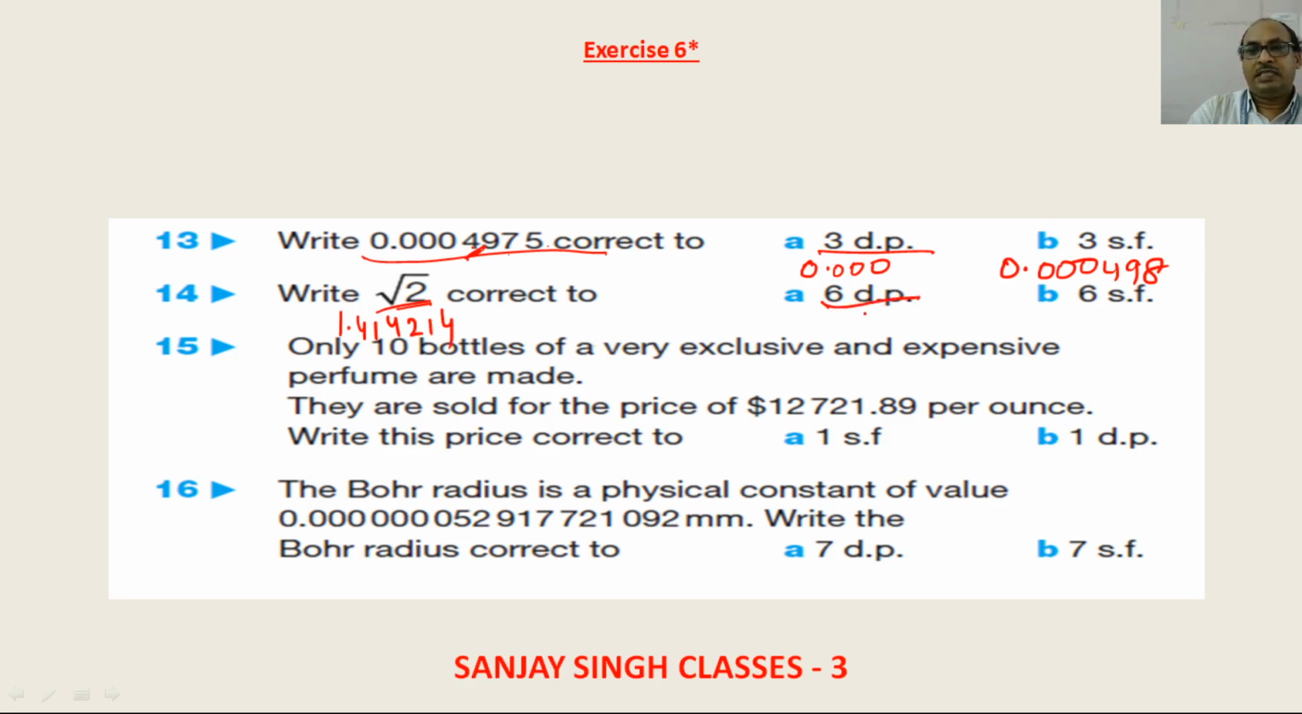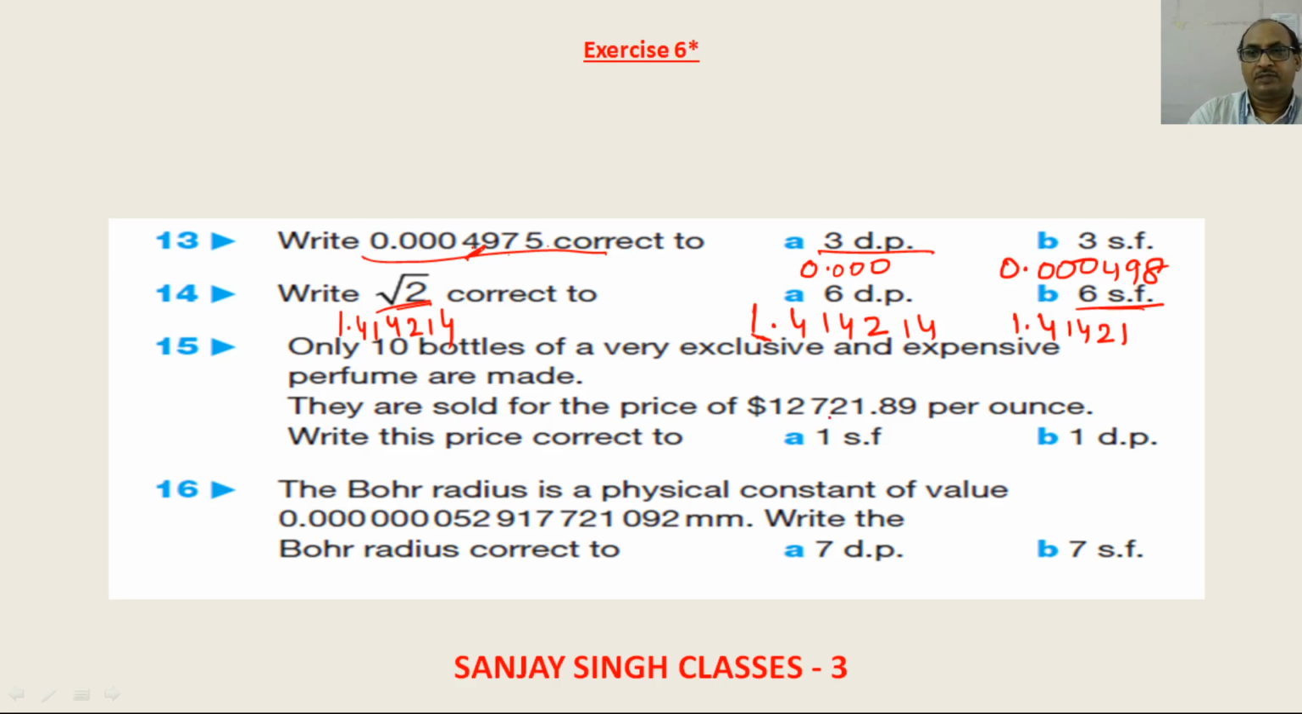We need to write up to 6 decimal places. So if we are writing up to 6 decimal places, it means 1.4142, so 24 and again 14. Now 6 significant figures. In that 6 significant figures, this one also will be counted. So this one will become 1.41421. So 5 digits after the decimal and 1 digit before the decimal. Total it will be making 6 significant figures.